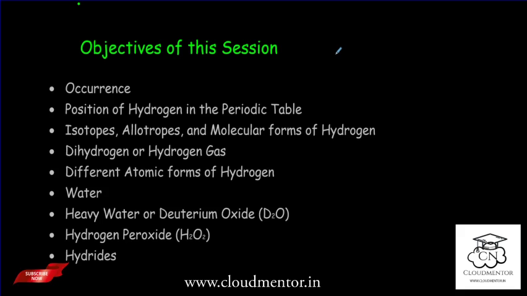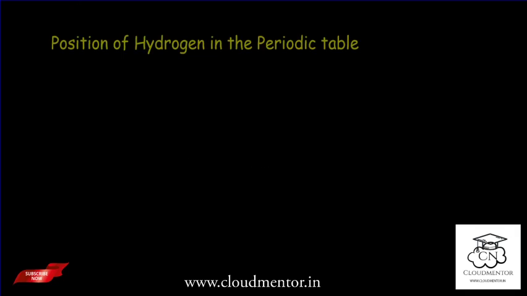We are going to learn the occurrence of hydrogen, the position of hydrogen in the periodic table, and isotopes, allotropes, and molecular forms of hydrogen, dihydrogen or hydrogen gas, and different atomic forms of hydrogen, water, heavy water, deuterium oxide, and hydrogen peroxide, hydrates. So let's get into the topics. Position of hydrogen in the periodic table.